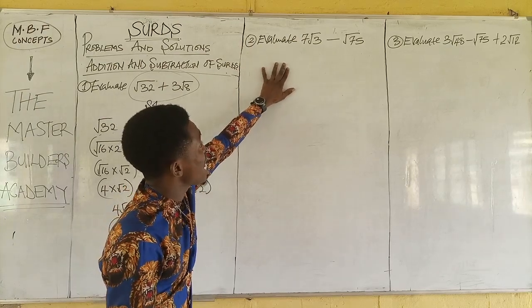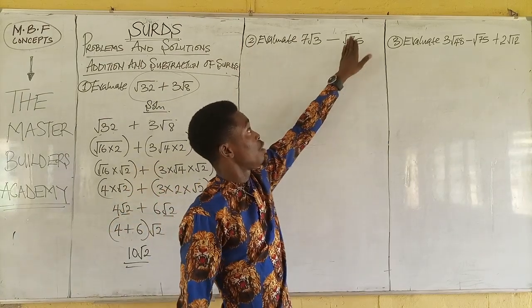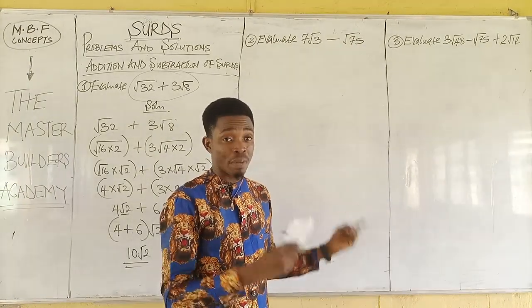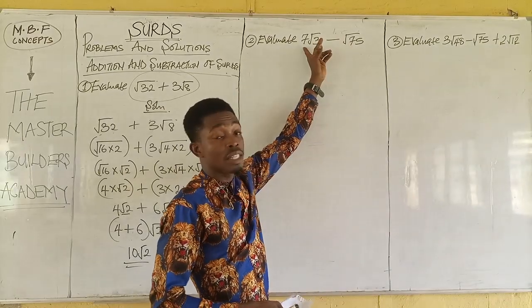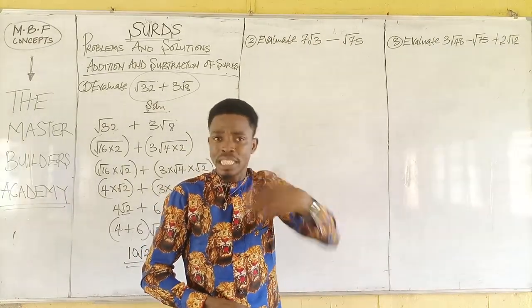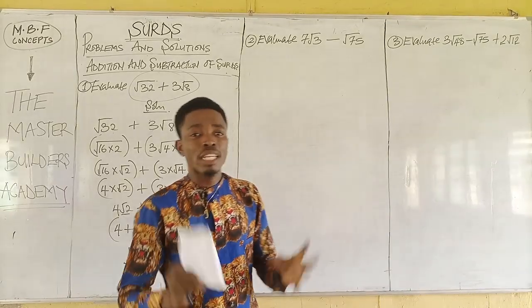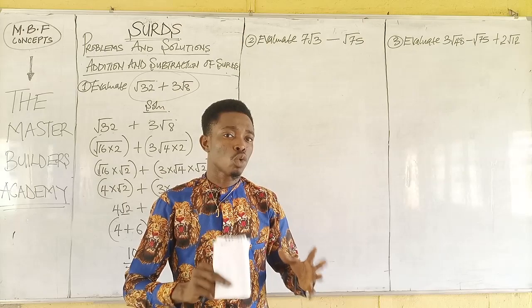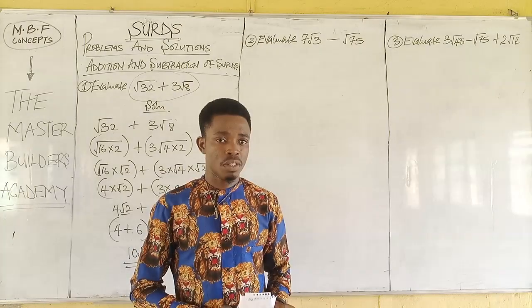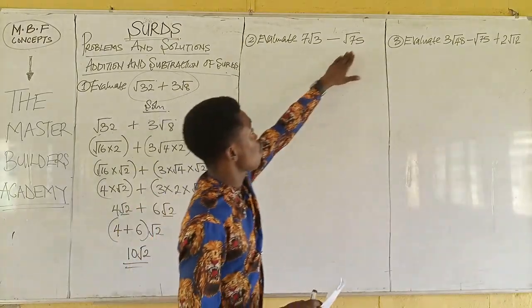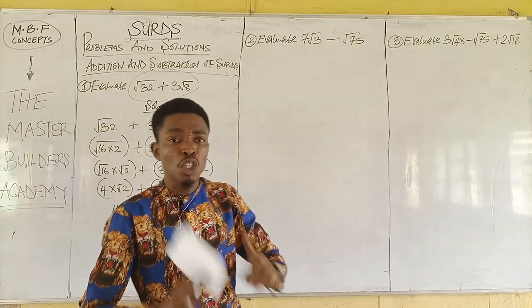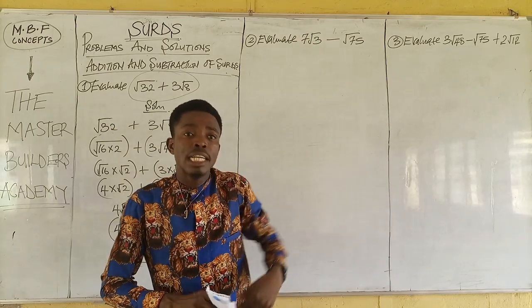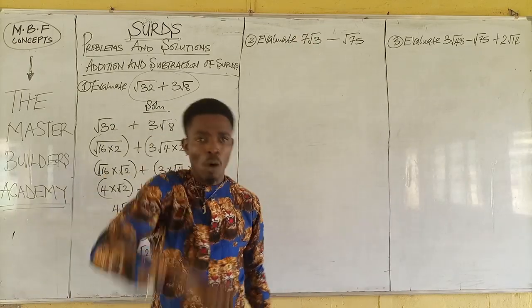Now, in question number 2, we are asked to evaluate 7 root 3 minus root 75. Guys, what do we do? For us to be able to subtract root 75 from this, they must have something in common. So the best way to get what they have in common is to first reduce each of them to the least surd. Before you can remove root 75 from the 7 root 3, there must be something common between them.